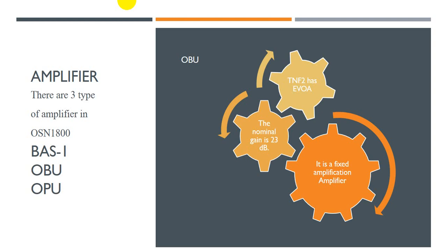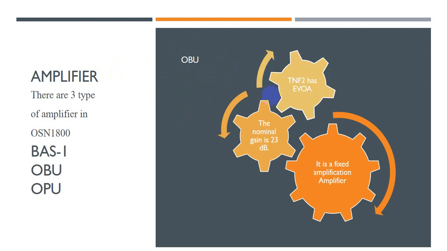So in the 1800 series there are 3 types of amplifiers: BASI, OBU and OPU. We will go through them. OBU is the main amplifier which is used generally in the 1800 series. OBU is actually of 2 types, based on the hardware version by Huawei.